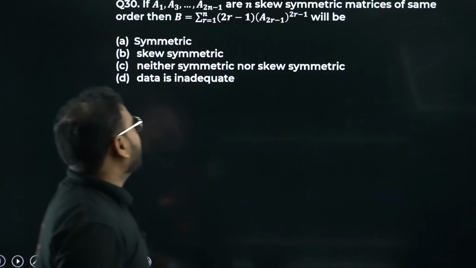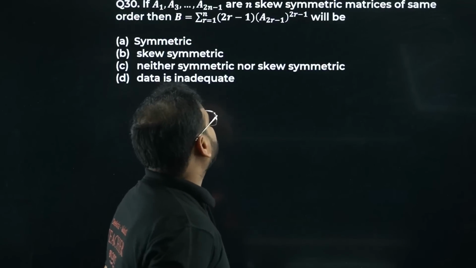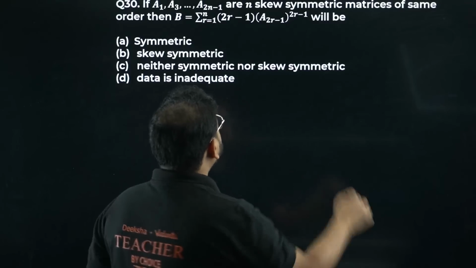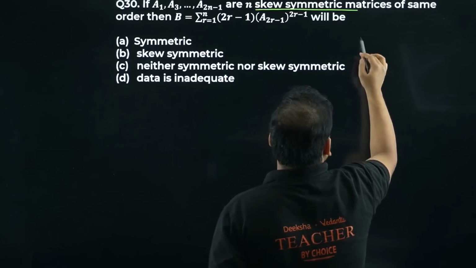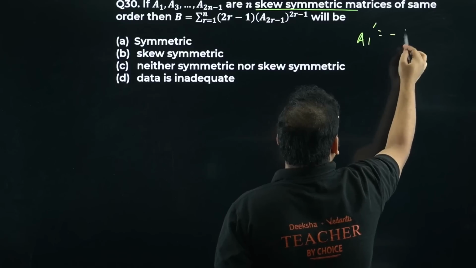30th now. A1, A3, A2n+1 are skew symmetric matrices. What it means, basically, is that A1 transpose is nothing but minus A1.